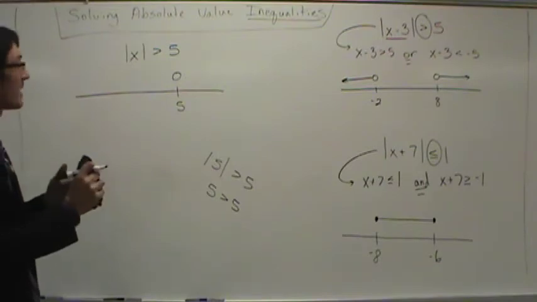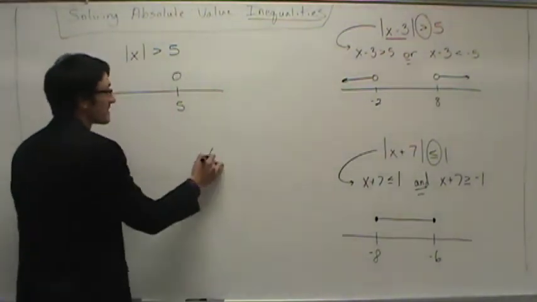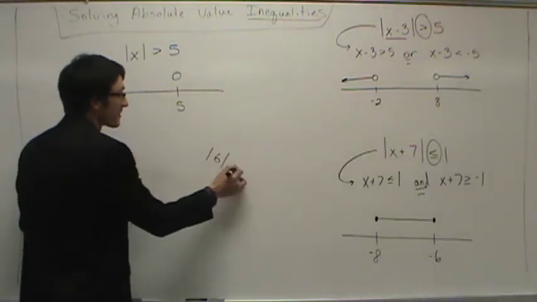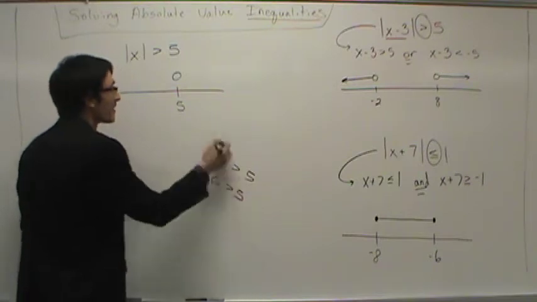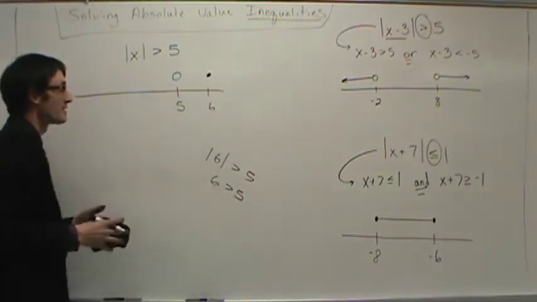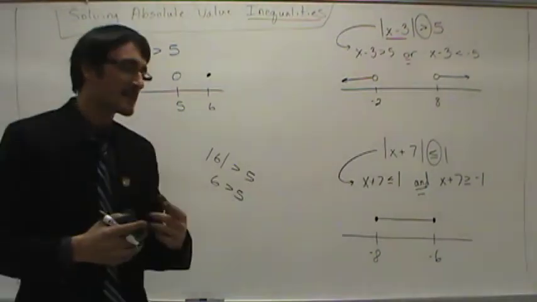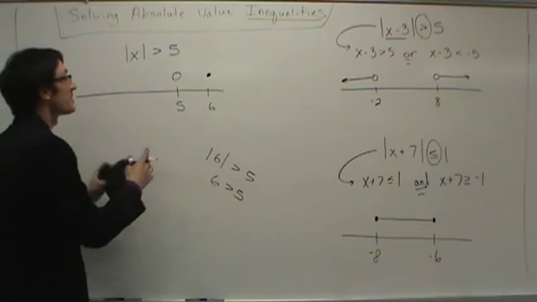Think for a moment. 6 makes it true. Let's try 6. The absolute value of 6, is this greater than 5? Yes, because the absolute value of 6 is 6, and 6 is greater than 5. So 6 is here. Does 6 make it true? Yes, so we're going to put it closed. Very similar to what I did in the last lesson with the concept of an infinite number of numbers. We're going to talk a little bit more about that.